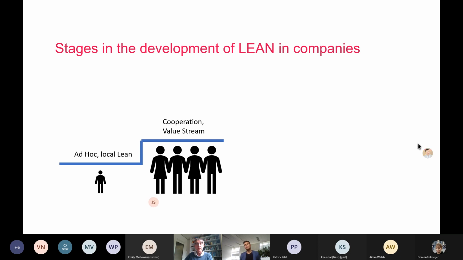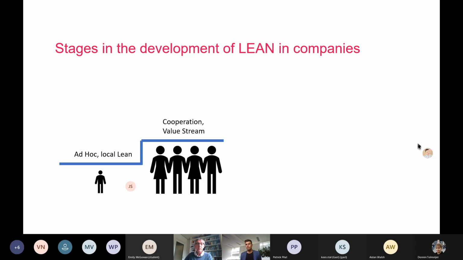But you will gain especially profit when you change the value stream, when you reduce lot sizes, which also have impacts on other departments. So a lot of cooperation is needed. So that's the next step. And in many companies, they already stop after the first step. Then they are happy.